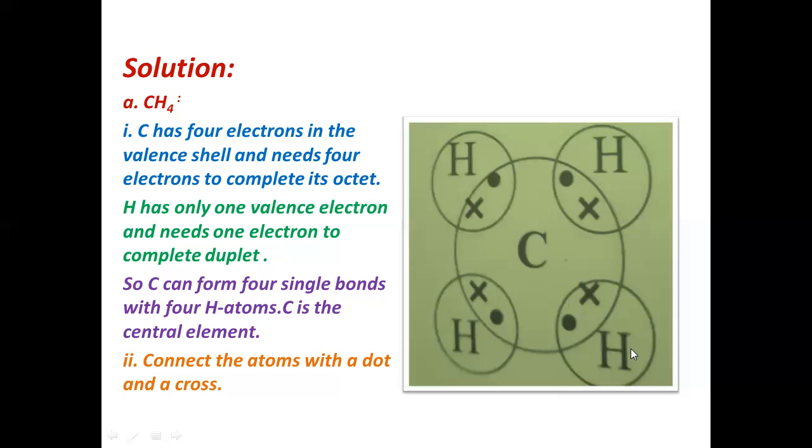Connect the atom with a dot and a cross. You can see we connect the atom of hydrogen and that of carbon with a dot, that is the valence electron of carbon, with the cross of hydrogen. Dot of carbon and cross of hydrogen. So connect the atom with a dot and a cross with the other atom.